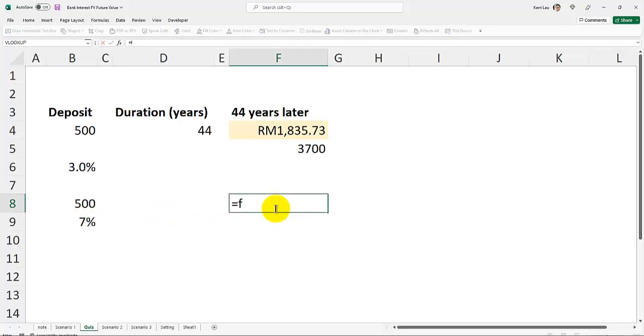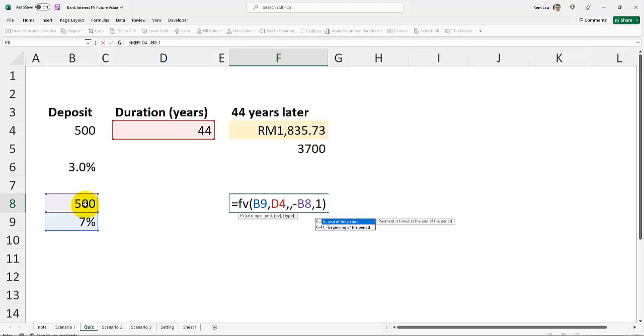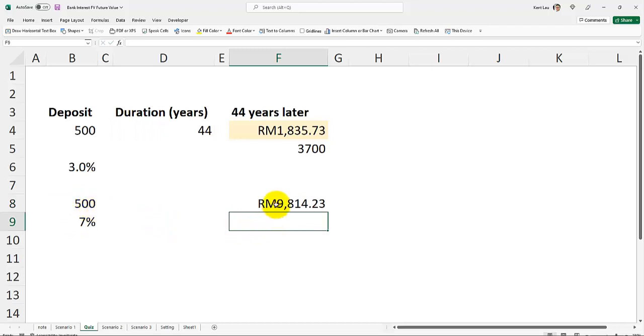Well, again, we can use the function future value, and then click on the interest rate, comma, 44 years, comma, negative 500, comma, also 1, and enter. That is 9,814. Now compared to that, you only put 1,000 in a bank that gives you 3%.